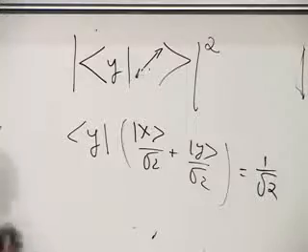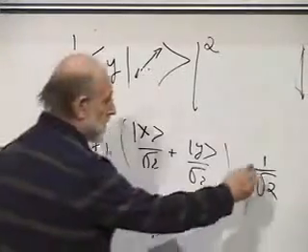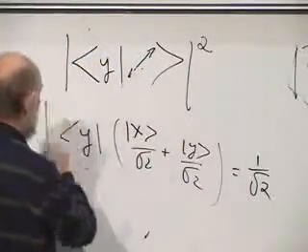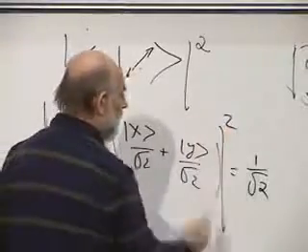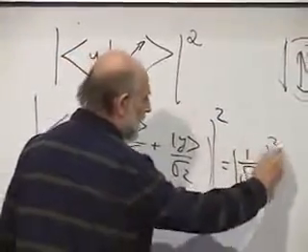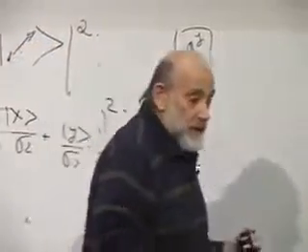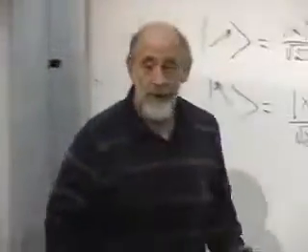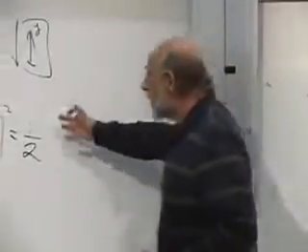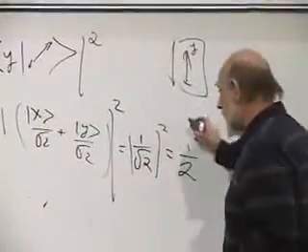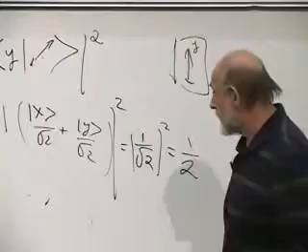So the probability is the square of this, which is just the square of this, which is 1/2. All right, now I'm telling you something which is completely obvious, that the probability is 1/2, but I'm showing you how the formalism of quantum mechanics carries out that intuition.